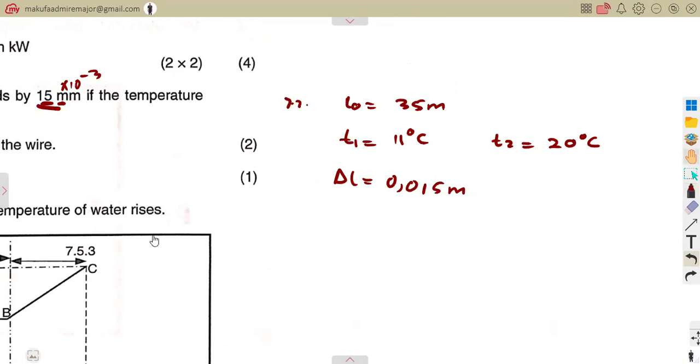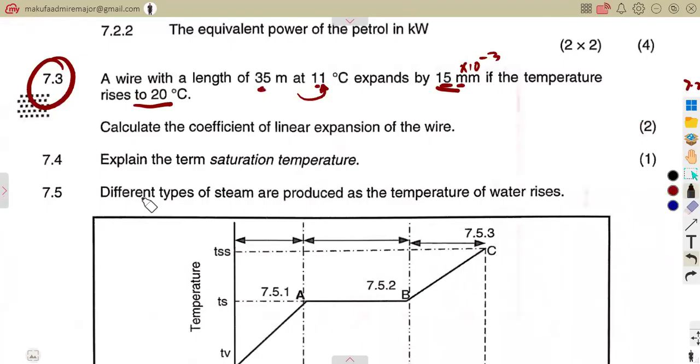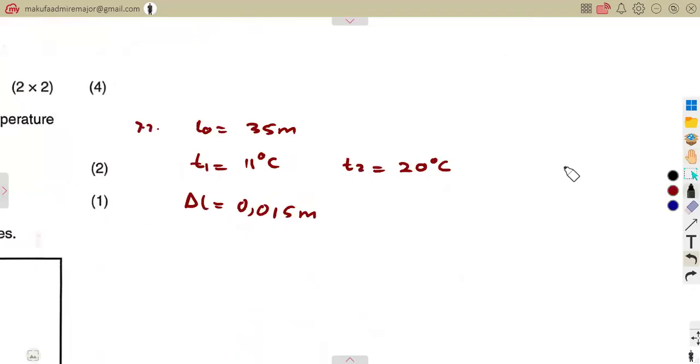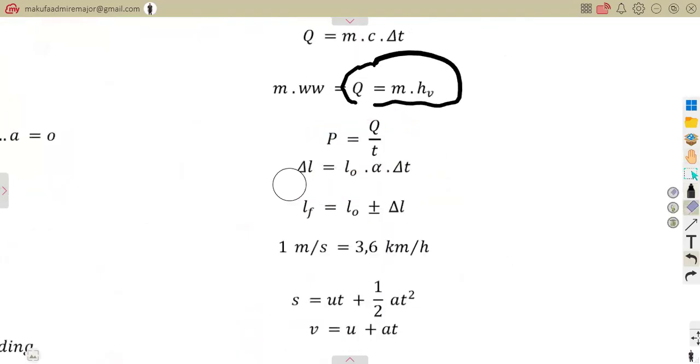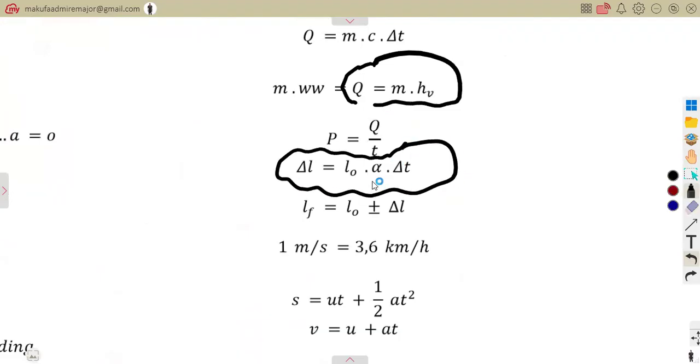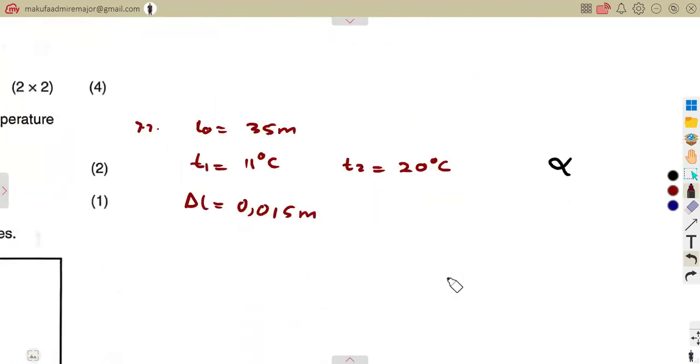So the question is, from this information, calculate the coefficient of linear expansion of the wire. Calculate the coefficient of linear expansion, which is alpha. So know that from the change in length, we have the linear coefficient of expansion alpha. The change in length is equal to the original length times the linear coefficient times the change in temperature.